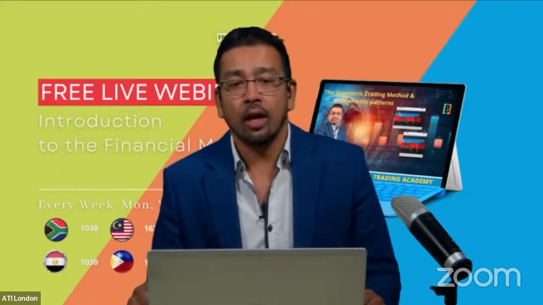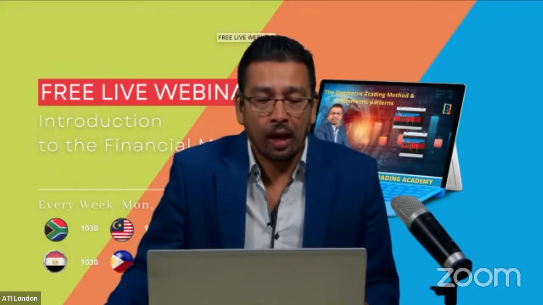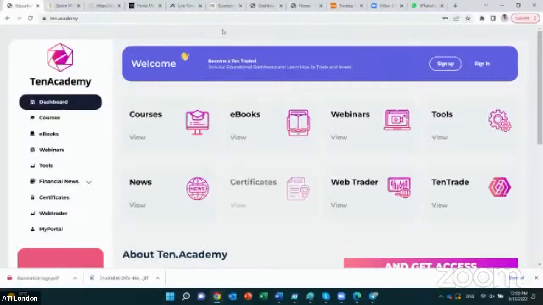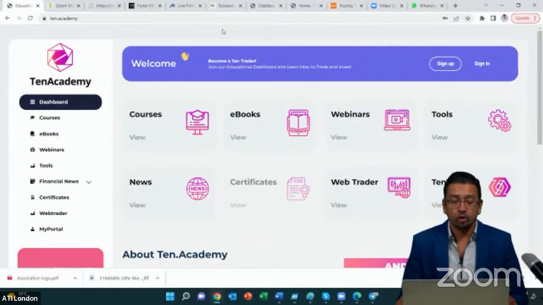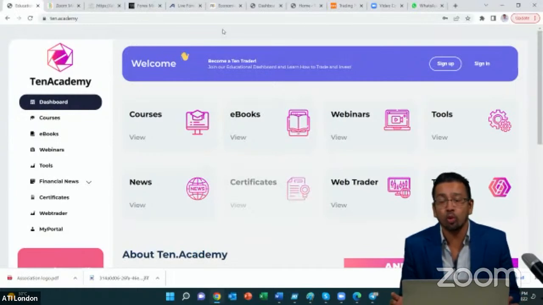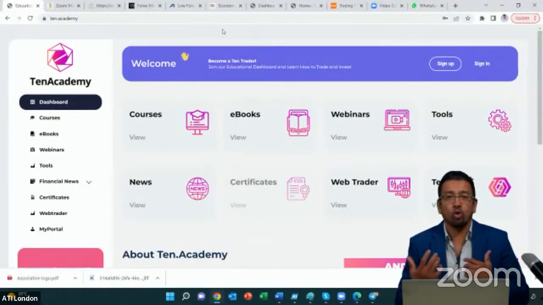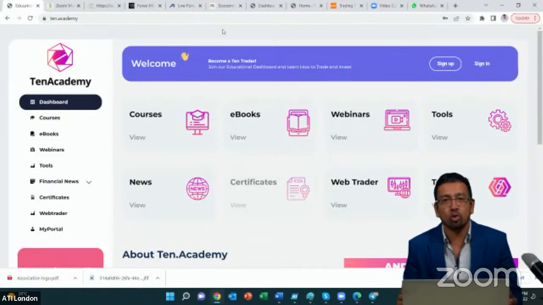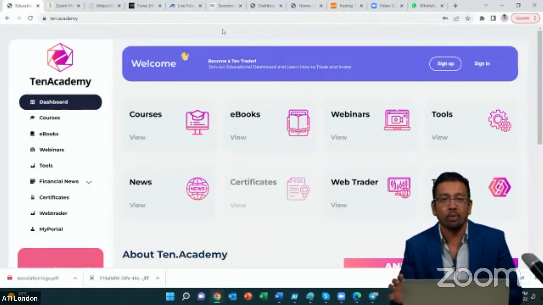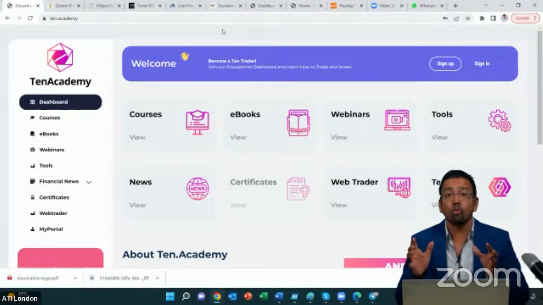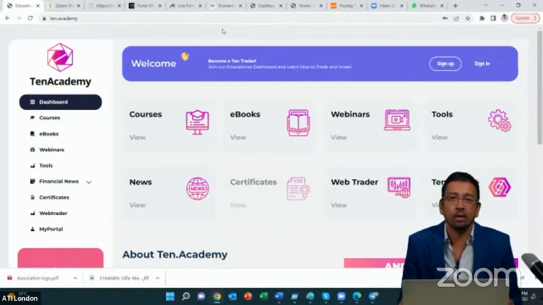So hence the reason I will share my screen right now, and you will see that most of the tools that make up the ingredients of success are on the Ten Academy platform. On your Ten Academy platform or dashboard, this is where you get your ebooks, your courses, your videos, video tutorials, and, as I mentioned earlier, specific videos on specialized topics like psychological numbers and all that. They will all be made available here on the Ten Academy's dashboard.